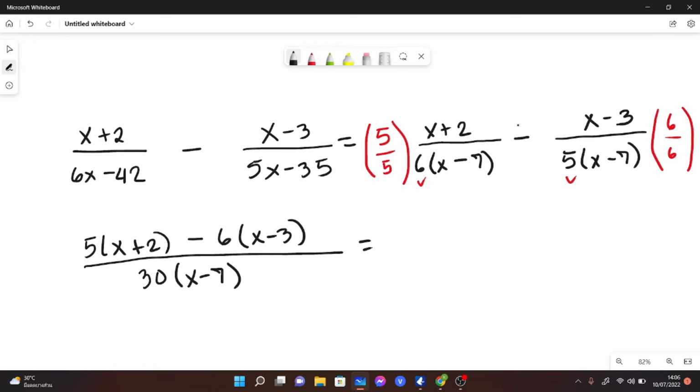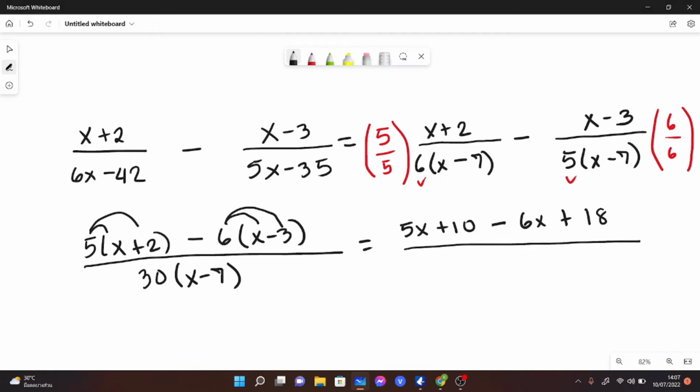Let us multiply. We have 5x plus 10 minus 6x, negative 6x plus 18, all over 30 times x minus 7.